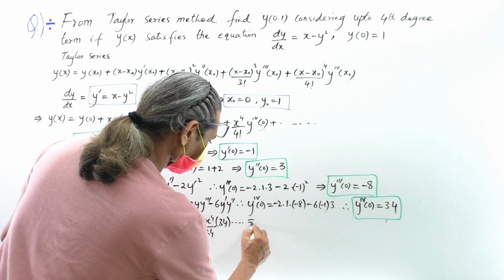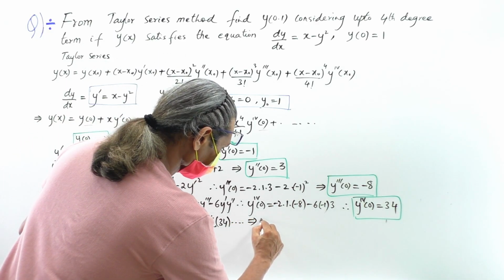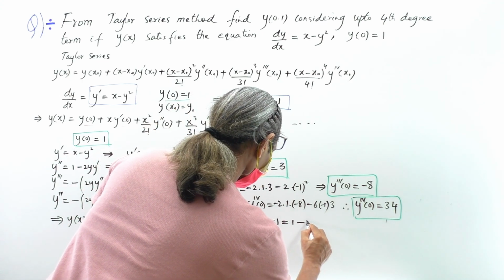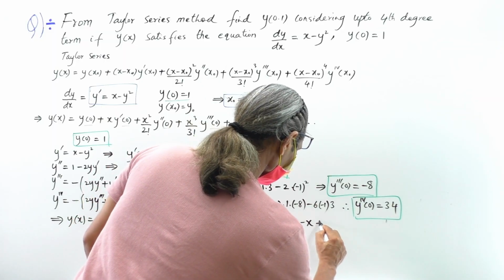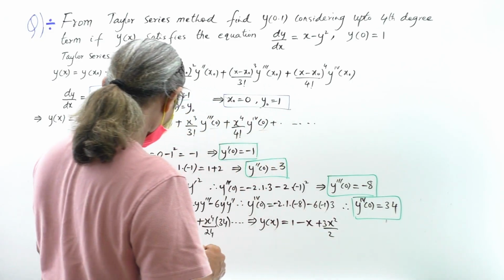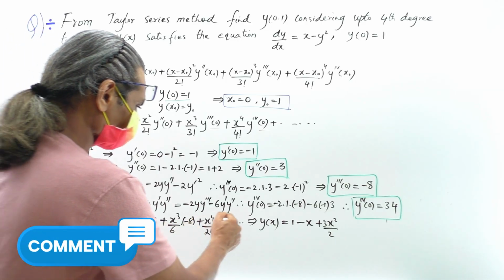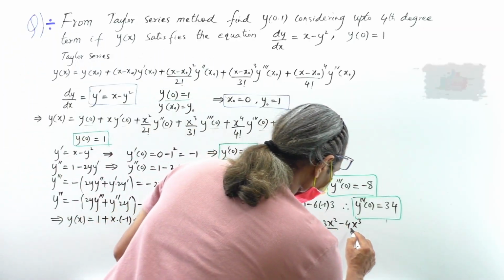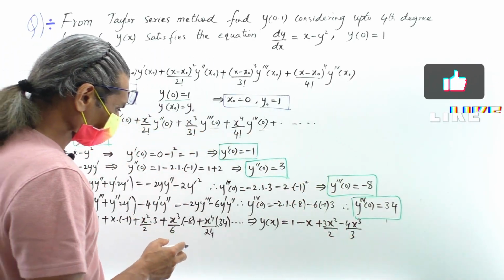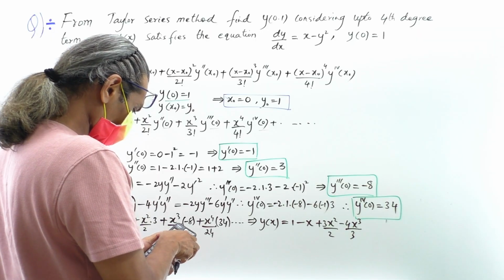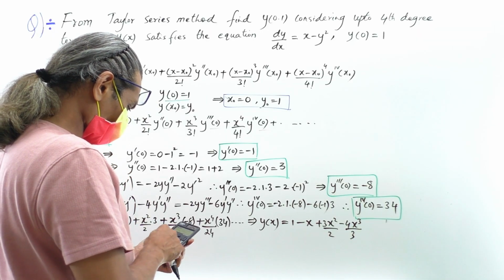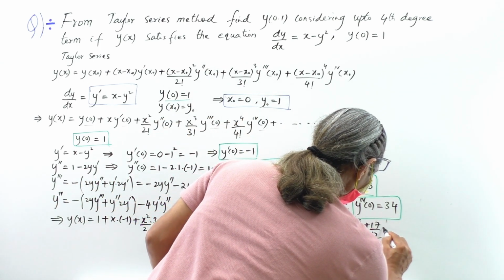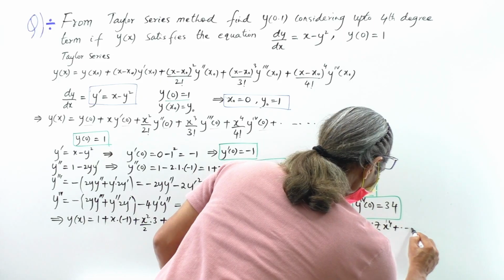So that implies the Taylor series is given as y of x equals 1 minus x plus 3x square over 2, and 2 3s are 6, 6 4s are 24, minus 4x cube by 3, correct? And this will be 34 by 24. So 34 divided by 24 is equal to 17 by 12, plus 17 by 12 x raised to 4. This is the final answer.